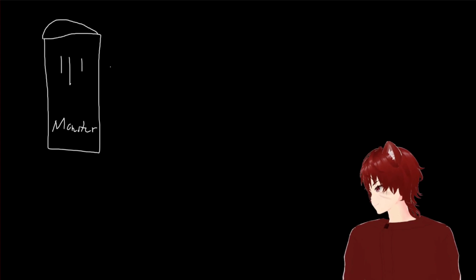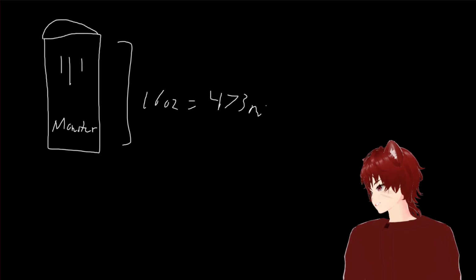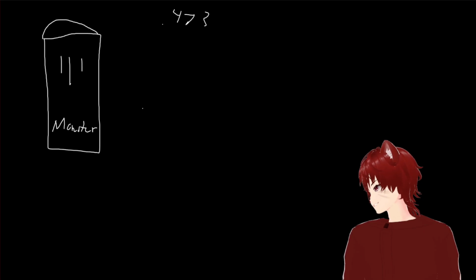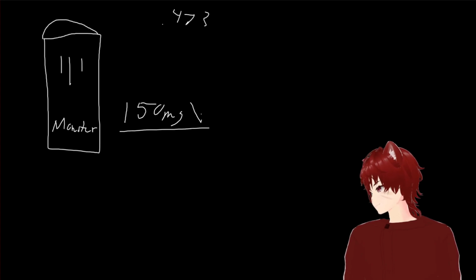So let's work on an example of White Monster. Let's say we have our White Monster can here, which is 16 ounces. And these 16 ounces are also equal to 473 milliliters, and that translates to 0.473 liters. Save that for later. And in this can of White Monster, there's usually 150 milligrams of caffeine. We'll say caffeine is X.